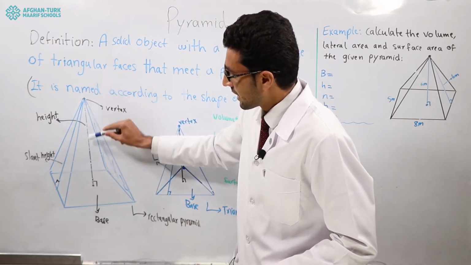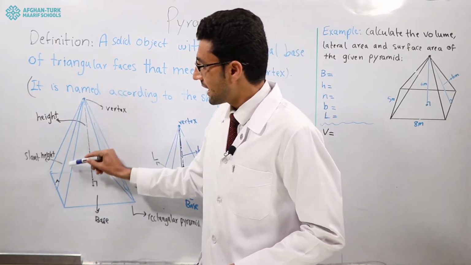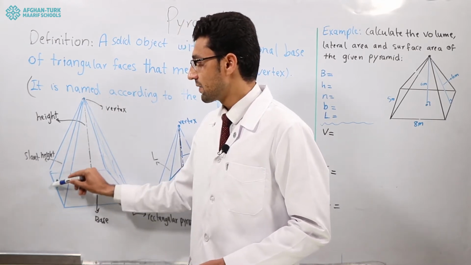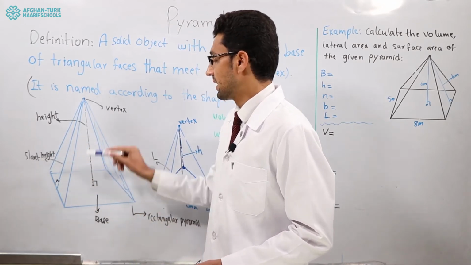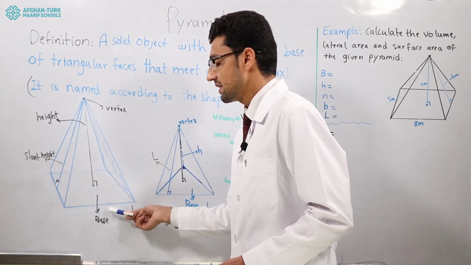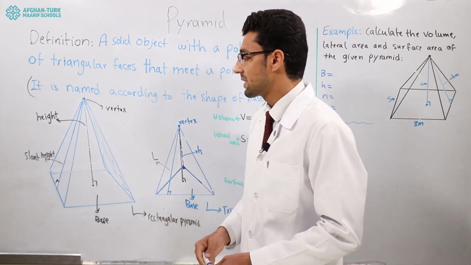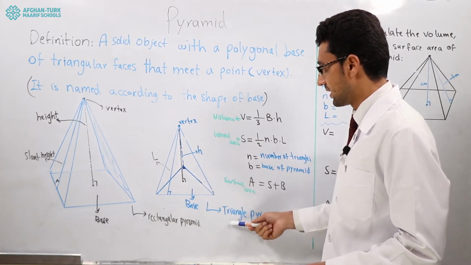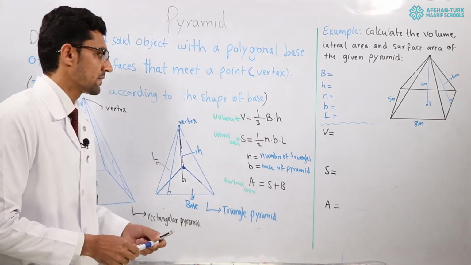Okay, let me explain more about the pyramid. This right line is called the height, but the line that has 90 degrees with one side of the base is called the slant height, and this is the vertex. And you know that this rectangle is the base. So these are the parts of the pyramid. The same we have in the triangular pyramid. Let's read or understand the formulas.